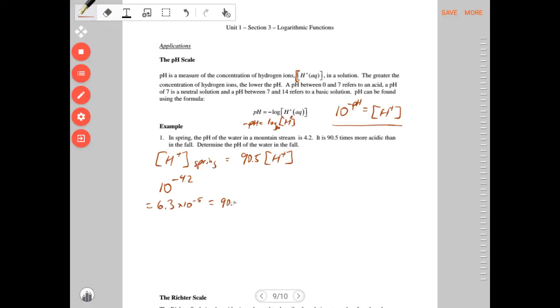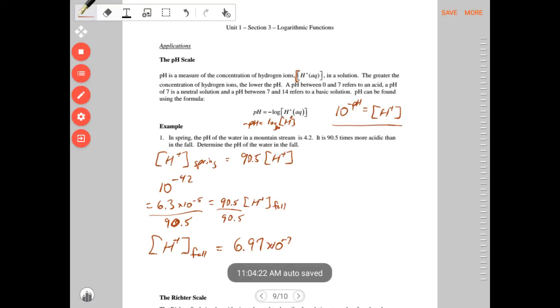And remember, that equals 90.5 times the H plus concentration in the fall. Okay, so then we divide by 90.5. Okay, so 6.3 divided by 90.5. So the H plus in the fall is equal to 6.97 times 10 to the negative 7. Okay, so that's the hydrogen ion concentration.